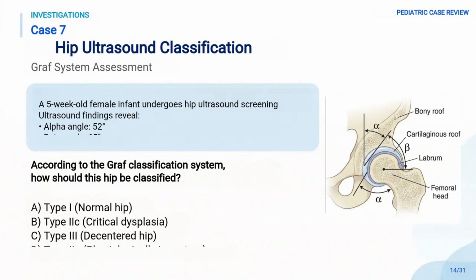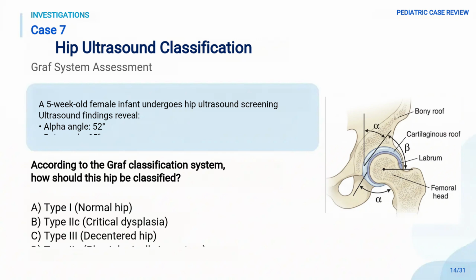Case 7, covering hip ultrasound classification using the Graf system. A 5-week-old female infant undergoes hip ultrasound screening. The findings reveal an alpha angle of 52 degrees and a beta angle of 65 degrees. The infant is 5 weeks old. According to the Graf classification system, how should this hip be classified?